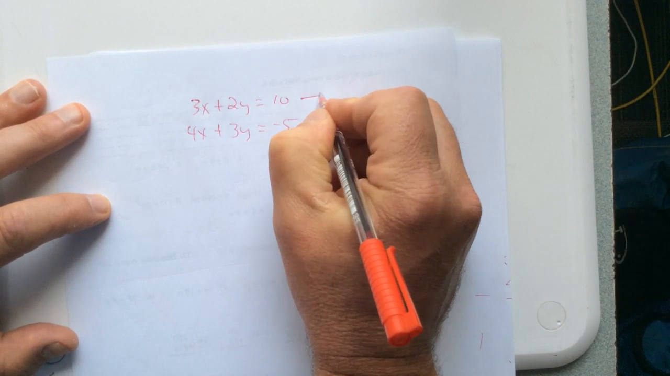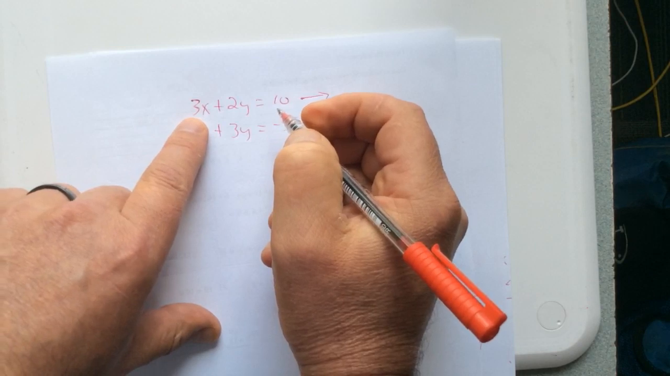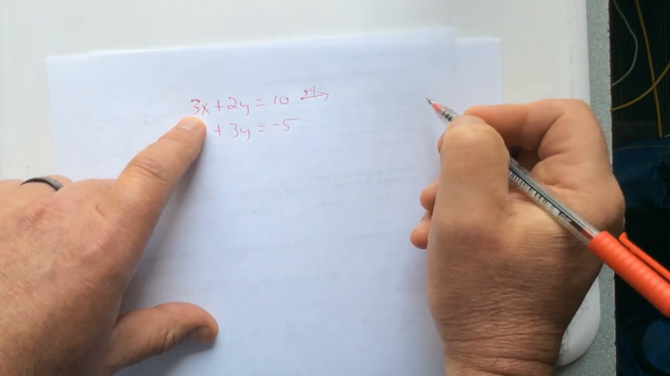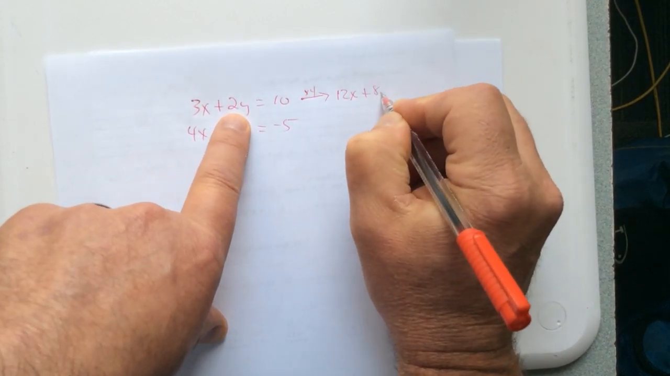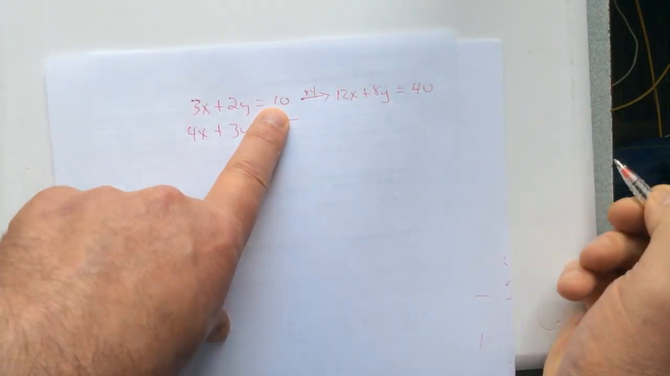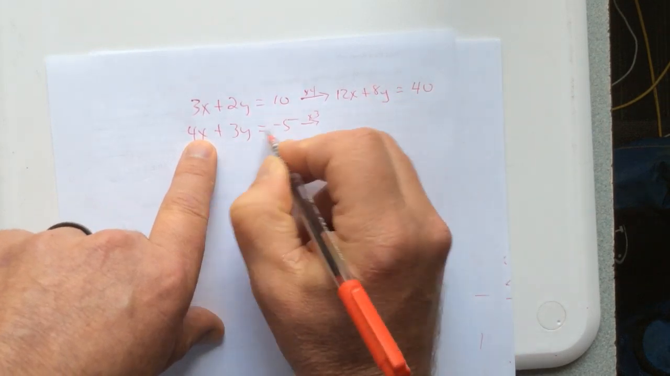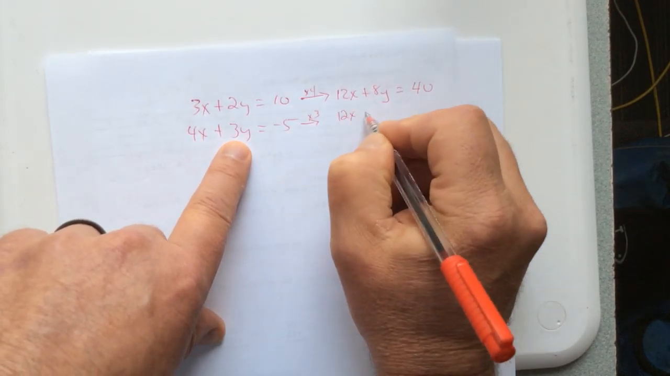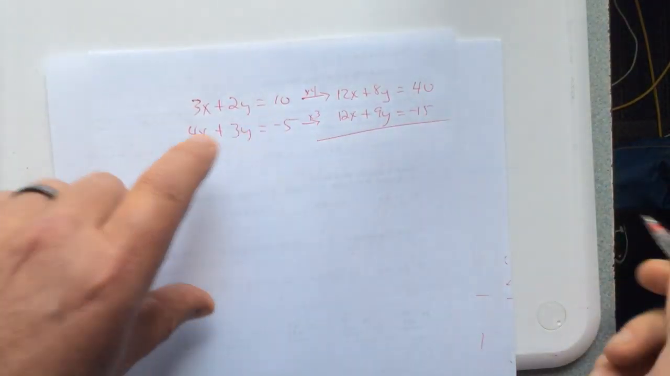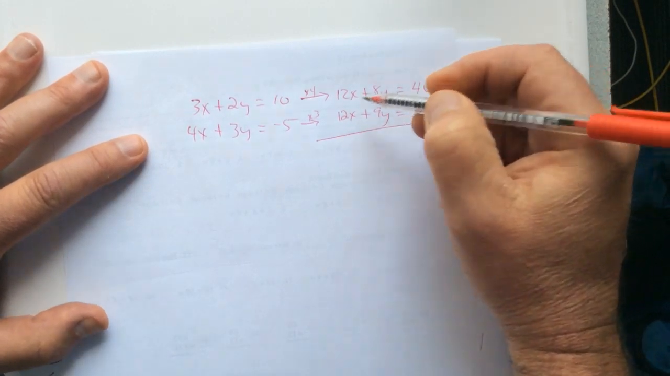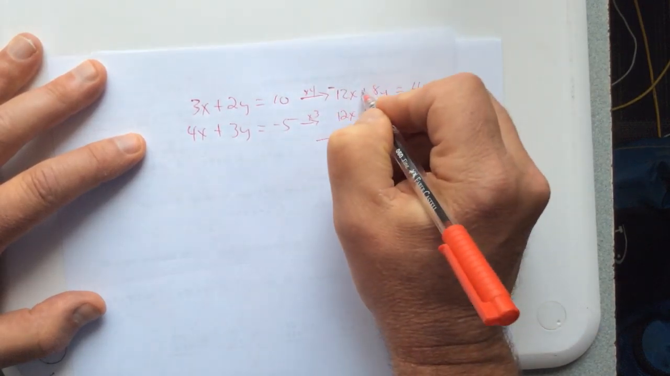Okay, going this way, I'm going to try to crank the x's up. So see, this way I'm going to make the x's become 12. So I'm going to multiply everything here times 4. Okay, so 3 times 4 is 12x, 2 times 4 is 8y, and 4 times 10 is 40. And then this one I'm going to multiply by 3 so that I get the 12s in common. So 4 times 3 is 12x, 3 times 3 is 9y, and negative 5 times 3 is negative 15. Now, I need one of them to be a negative because when I add them up, I want it to add up to 0. So I'll just make the top one, I'll multiply by negative 1.